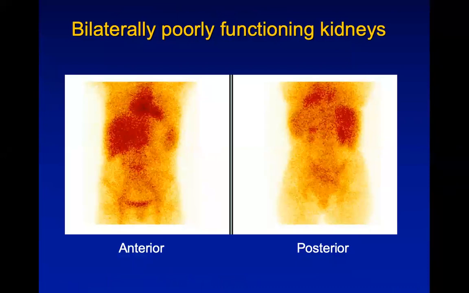Technetium EC is highly resistant, so you can go ahead and do a scan up to a creatinine of 4 or even 5 sometimes. You'll still see kidney. DMSA, above a creatinine value of 3, there is no point. This is what you will see.